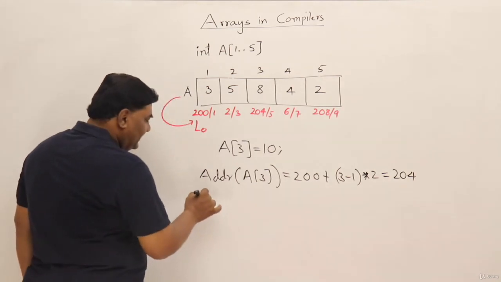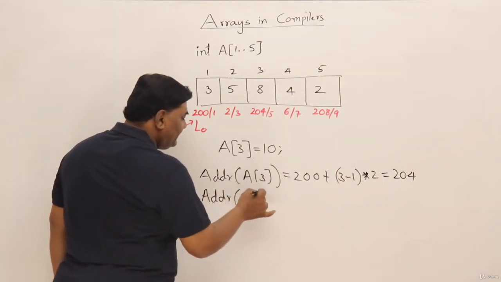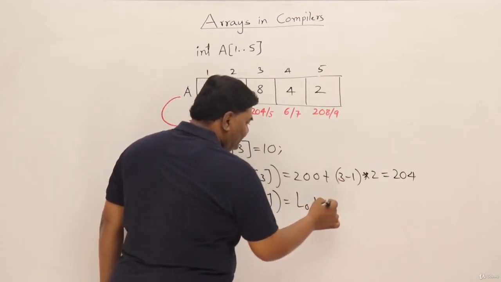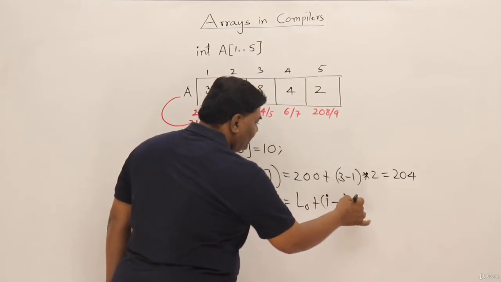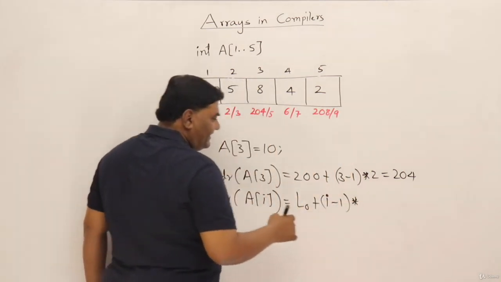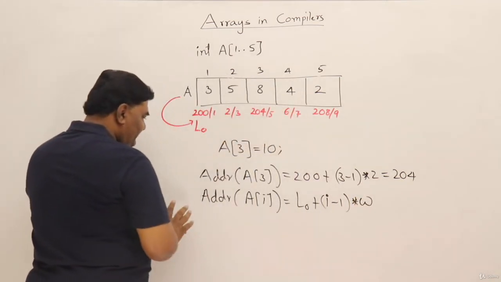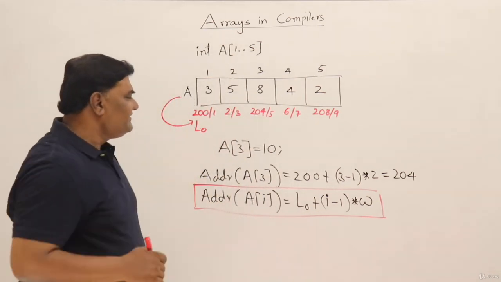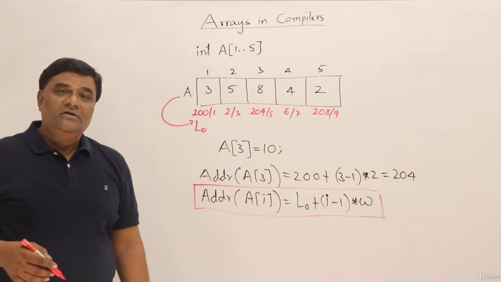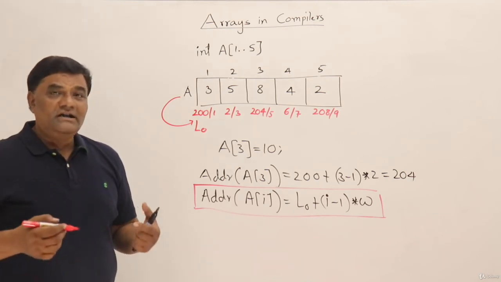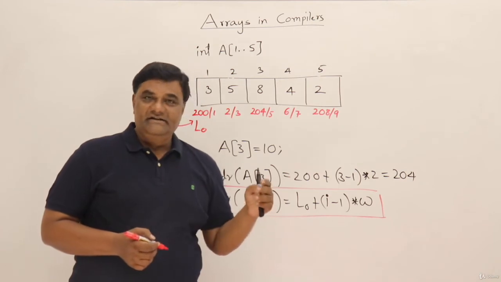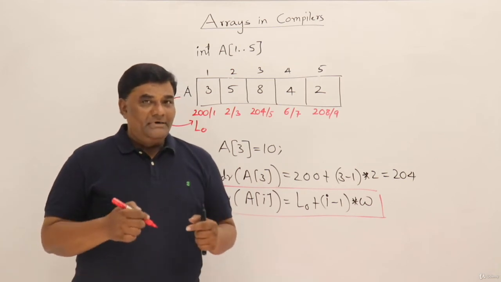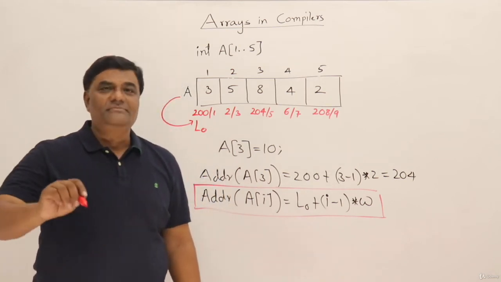So for any index, the address of A of I is L0, this is location 0, plus index I minus 1, into W, the word size, that is the data type size. So this is the formula if the indices are starting from 1 onwards. This is not there in C, C++, but this used to be there in old languages. They used to allow array declaration from any starting index. So a programmer can have an array start from 0 also, or 1 also. But in C, C++, it is strictly from 0 only.